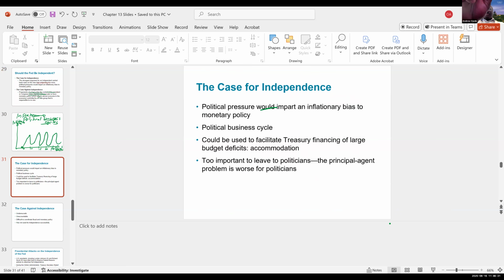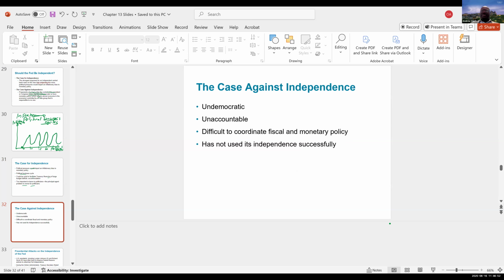So I talked about that. We can expand on this. The political business cycle could be used, and also the Federal Reserve could be used to facilitate treasury financing of a large budgetary deficit, what we call policy accommodation. I'm going to talk about that later too. And then, too important to leave to politicians. The principal-agent problem, I talked about that, is worse for politicians, so you cannot trust them with that.